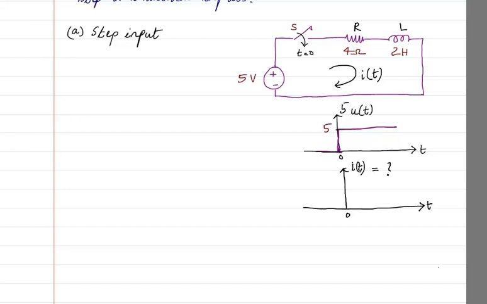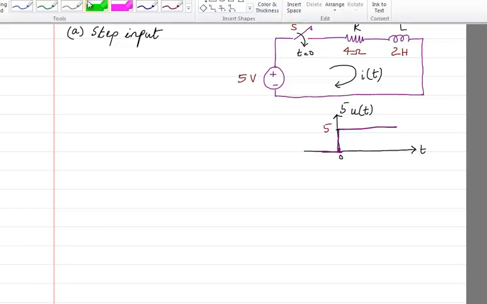So how do we do it? Let me rub this one. This is something that we'll find at the end. The first thing that we do is we first write what is the voltage that is going to come.